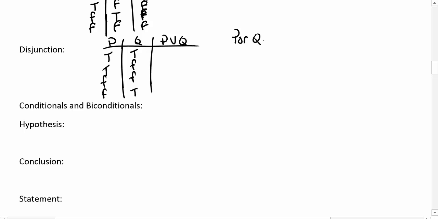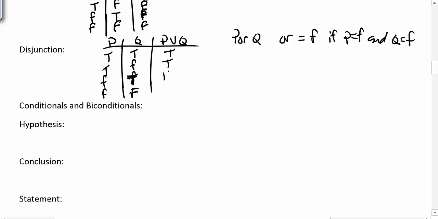Okay, so a disjunction, so the or, is false if P is false and Q is false. Okay, so otherwise it is true. So if P and Q are both true, there's a true there. One of them's true, so the or statement is true. Sorry, I got that backwards. So since there's one truth, that's true, and then if both are false, then the or statement happens to be false.